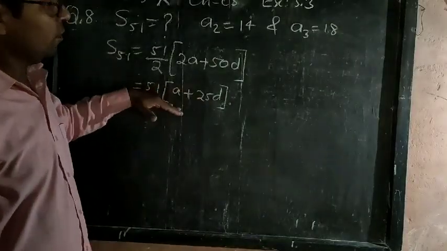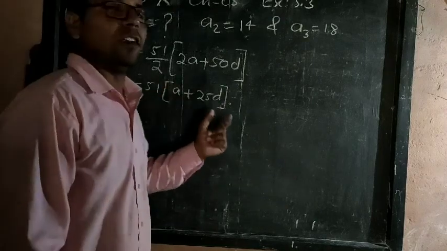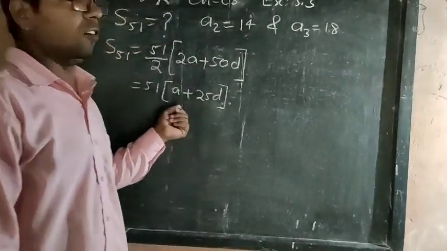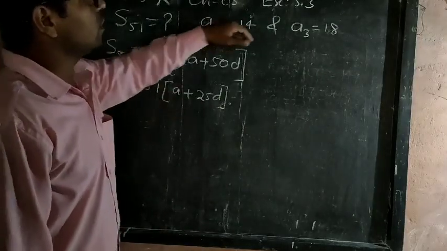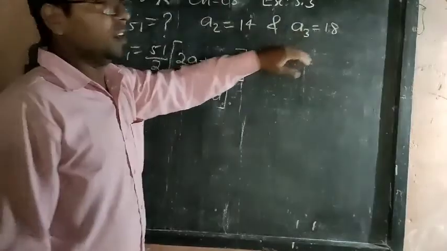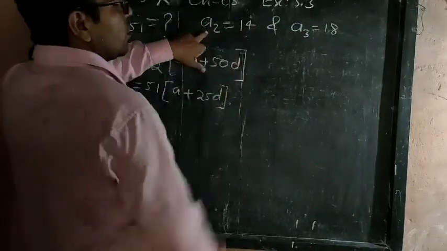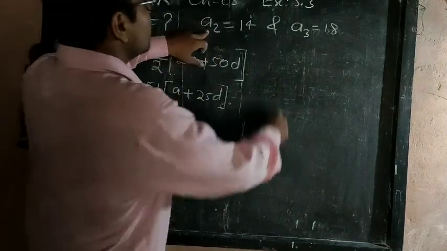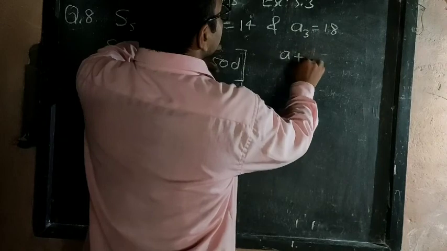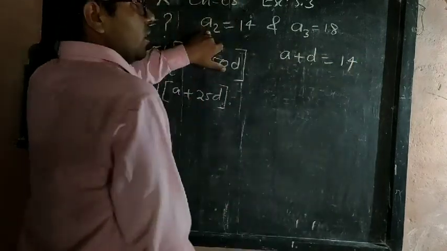Now we can't proceed here until we get the value of a and d. So first we have to find out the value of a and d. For getting the value of a and d, we will get two equations here. So let's proceed with these equations. a2 is equal to 14, it is given here. a2 means what? a plus d. So a plus d is equal to how much? 14. One equation we have got here.